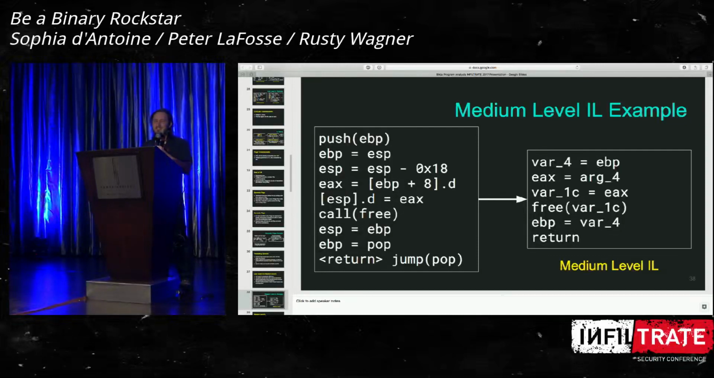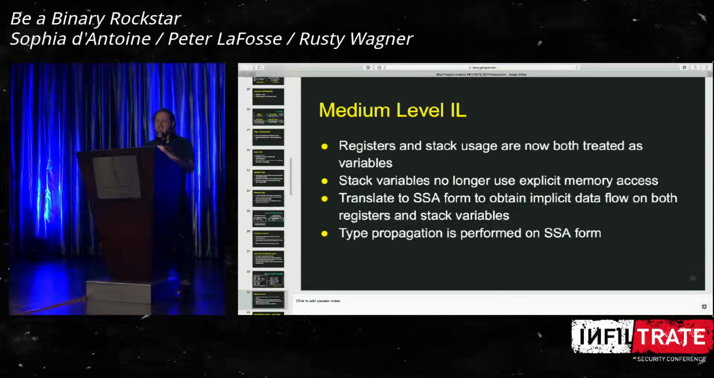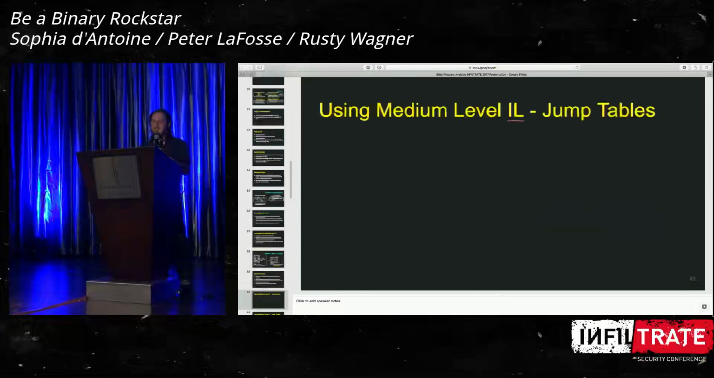And since registers and stack are both treated as variables now, you can track data flow between them. So no longer do you have to really care about that stack model anymore. You just deal with variables now. So if you translate to SSA form on this, you get implicit data flow on both register and stack variables, which is quite nice for doing analysis.